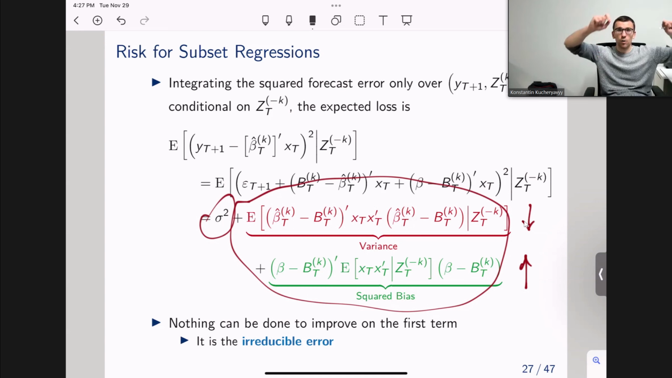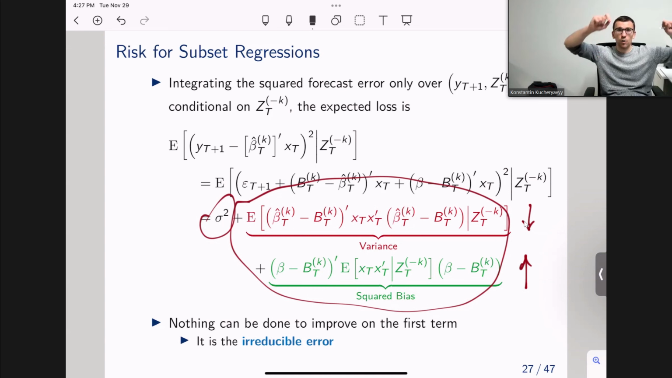Okay, great. So we covered one of the fundamental aspects of machine learning. And this is, again, a big departure of machine learning from econometrics, this bias variance trade-off. And everything that you then do kind of goes back to this idea.